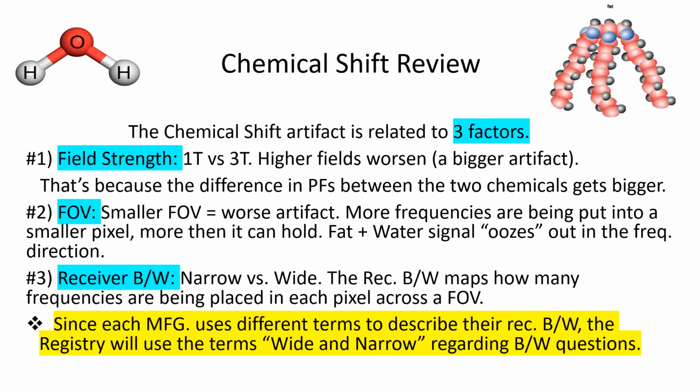Okay. So each manufacturer, and this is where I was going with this earlier as far as receiver bandwidth, every manufacturer uses a different term to describe their receiver bandwidth. GE uses kilohertz. Siemens uses hertz per pixel, and Philips uses fat water shift. They're all the same, but they're different. So in order to make that easy, I would hope and think that the registry is going to use wide and narrow, and I believe that's what they're doing.